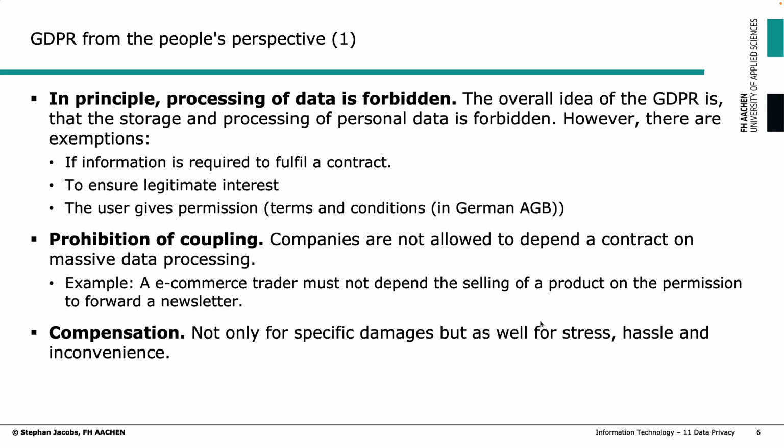Compensation. In the past, compensation was only possible for specific damages. So if you, for example, do not get a job because some company has not taken care and has not dealt according to data privacy laws, then you can ask for compensation. Nowadays, this is possible even for stress, hassle and inconvenience. So the hurdles to get compensation have gone down.